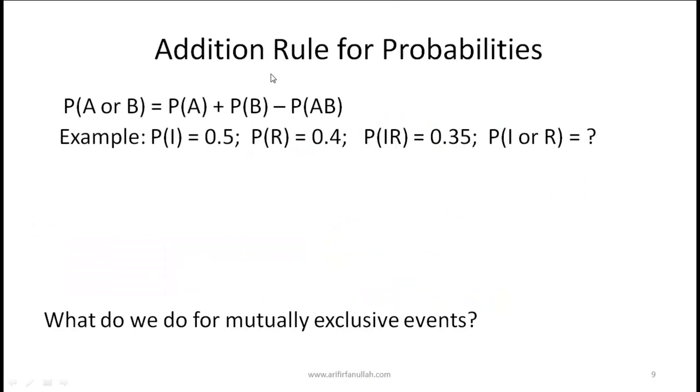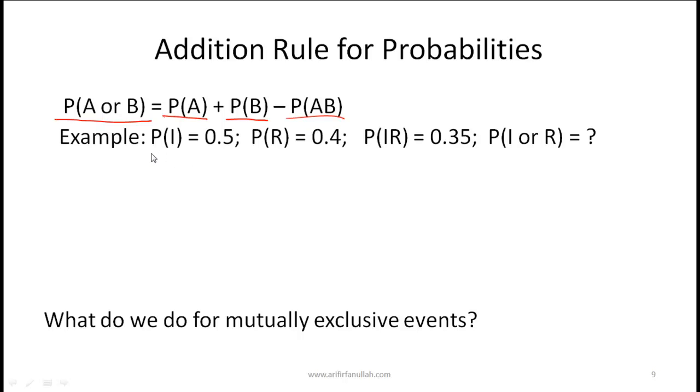Now let's look at the addition rule for probabilities. The probability of A or B, which means the probability of A happening or B happening or both A and B happening, is equal to probability of event A plus probability of event B minus the probability of A and B both happening. And let's look at an example.